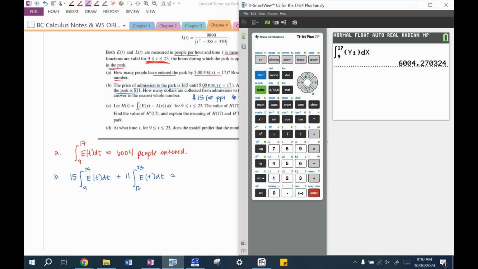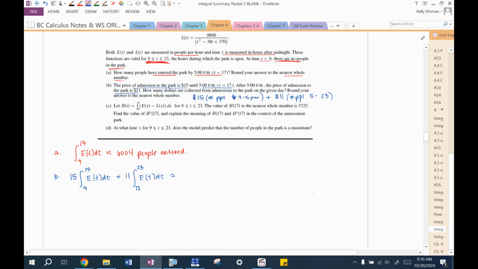All right, so I still have this stored in y1, so I'm just going to bring this back up. This plus math 9. Now I need to take it from 17 to 23, and I'm still just putting in my rate entering. Oops, I hit the wrong thing. I hit alpha graph instead of alpha trace. Here we go. Alpha trace y1, make that an x. So this is the total already added together. Round to the nearest whole number again.